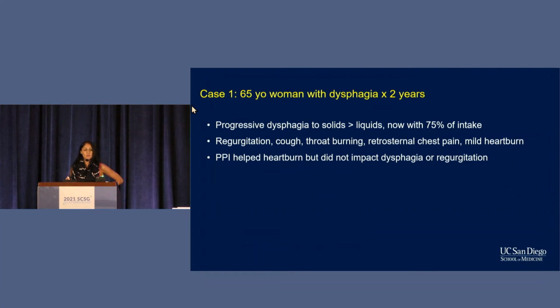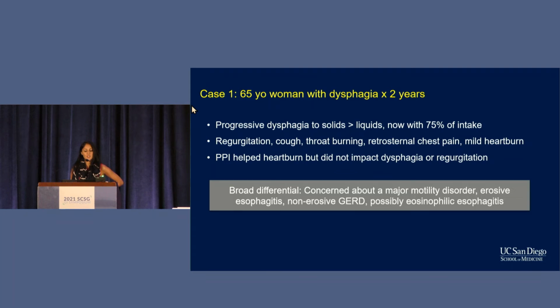So I wanted to present a few cases to really highlight how FLIP plays into our clinical practice. The first one is a 65-year-old woman who had dysphagia for 2 years, to solids and liquids. It was progressive. She also had a tremendous amount of other esophageal symptoms: regurgitation, cough, throat burning, retrosternal chest pain, and heartburn that was partially responsive to PPIs. So her differential was broad, but there was high concern for achalasia or major motor pathology.